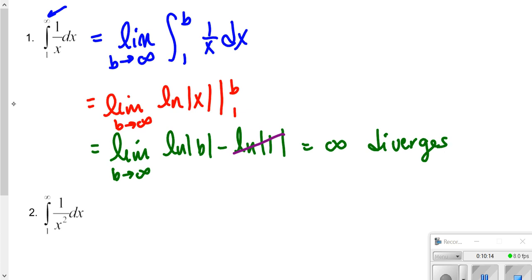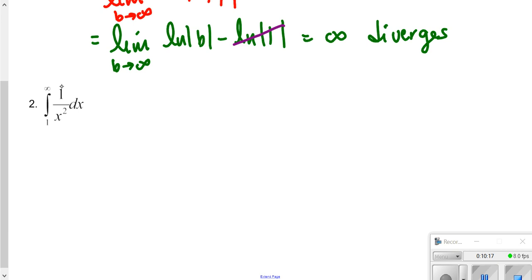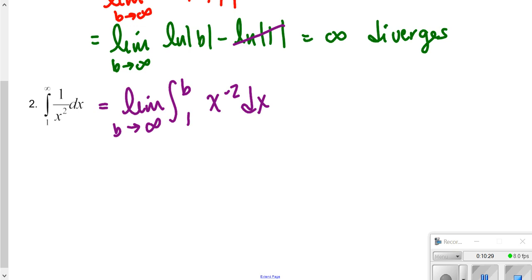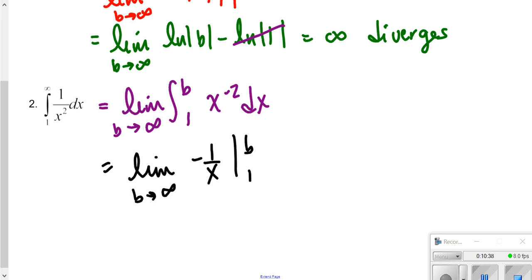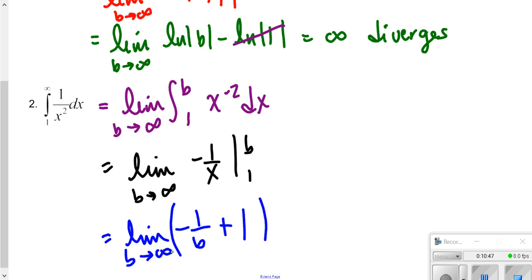Okay, our next one, same beginning strategy. This top bound is the infinity. So I'm going to rewrite that as a limit as b approaches infinity. I'm going to anti-differentiate, just carry that limit along. I have my bounds. Apply the fundamental theorem. Okay, now as b gets larger, larger, larger, this part is going to get smaller, smaller, smaller. And so overall, this limit is 1. So this one was convergent.